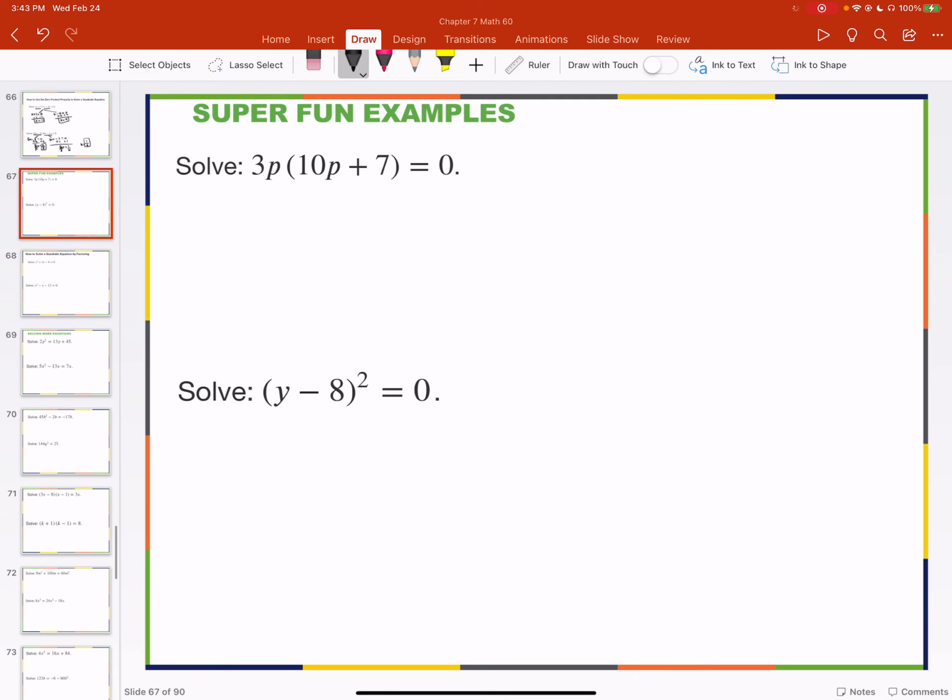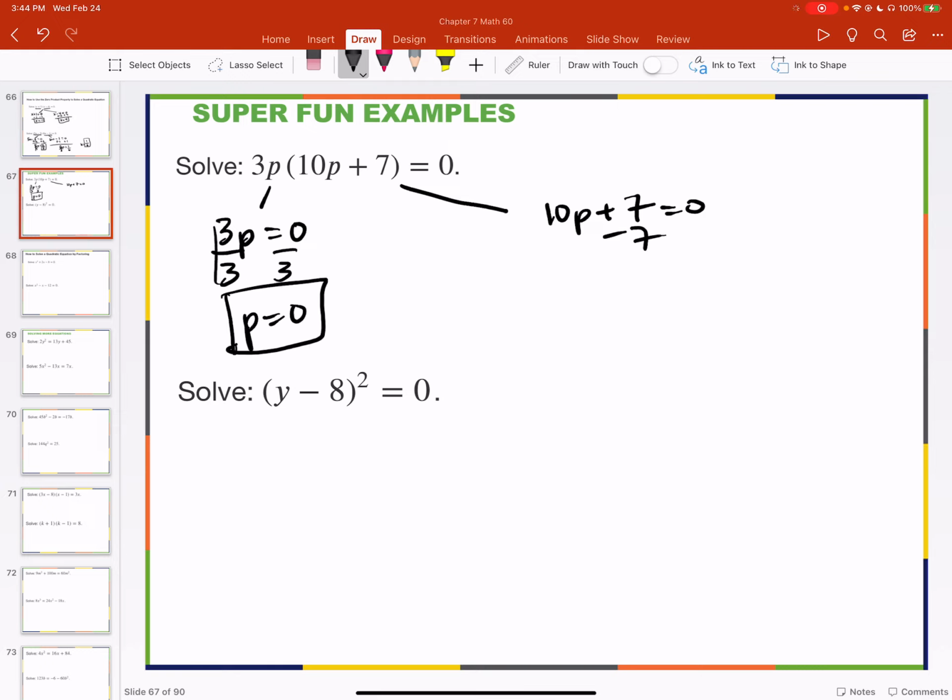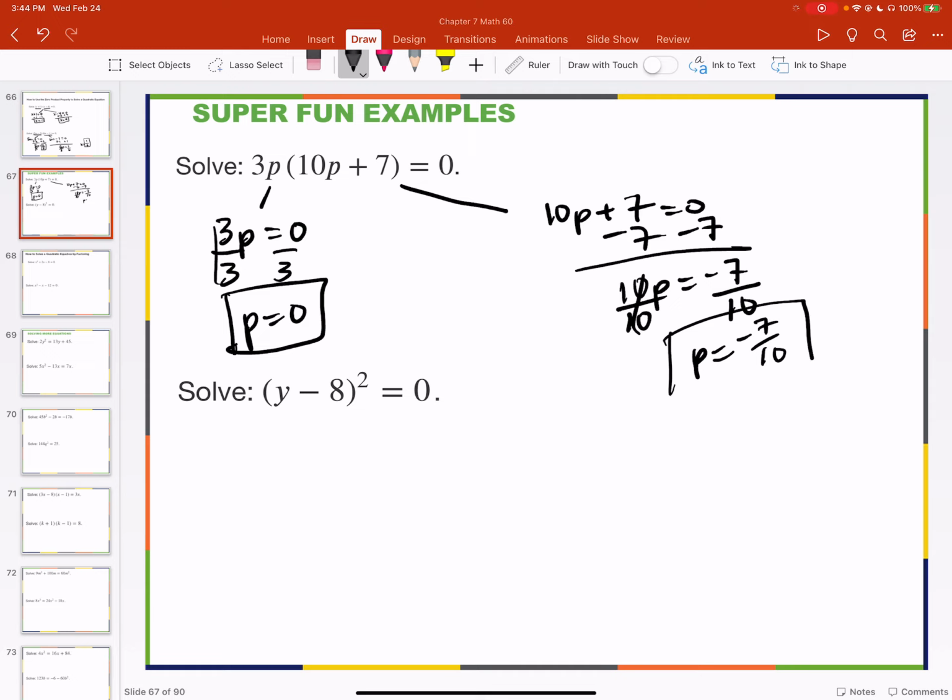Let's do some more super fun examples. Here we have 3p times 10p plus 7 is equal to 0. This 3p is a factor, so we set that equal to 0. 10p plus 7 is equal to 0 also. Then divide by 3, and we get p is equal to 0. That's one solution. And then the other one, solve for p, and we get that p is equal to negative 7/10. And that's your two solutions.